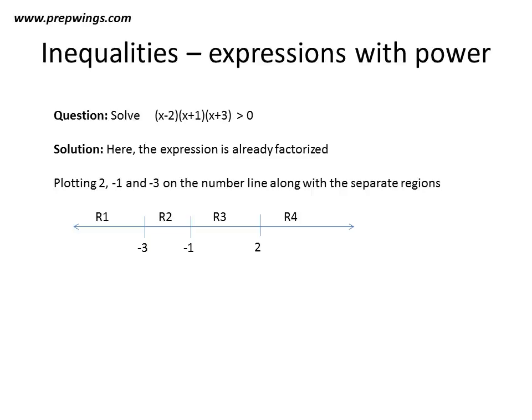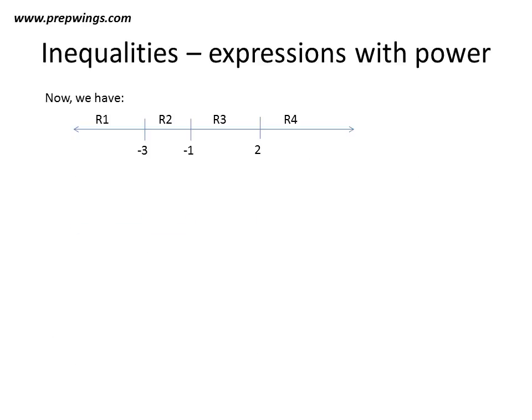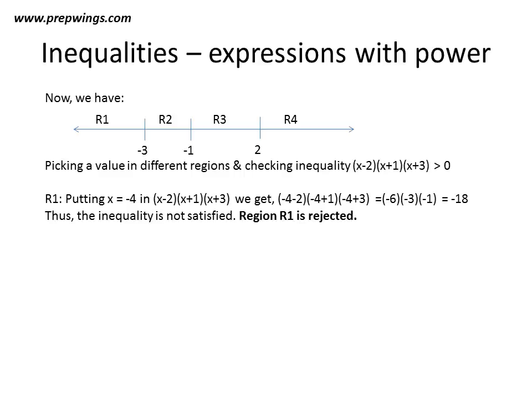So when we plot these points, we divide the number line into 4 regions. Region R1 is on the left hand side of -3, R2 is the region between -3 and -1, R3 is the region between -1 and 2, and R4 is the region on the right hand side of 2. Now we'll pick a value in each region and check if that satisfies the inequality or not. So picking a value in region R1, we pick -4.